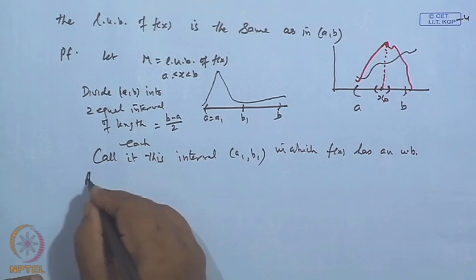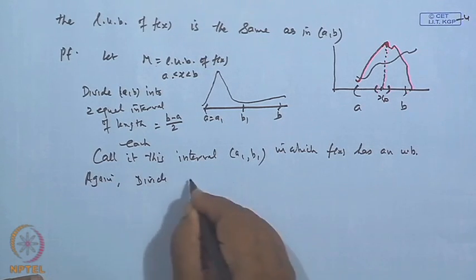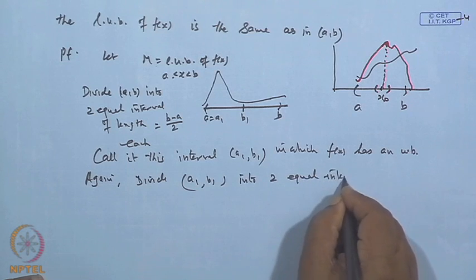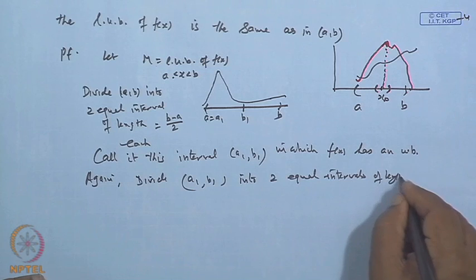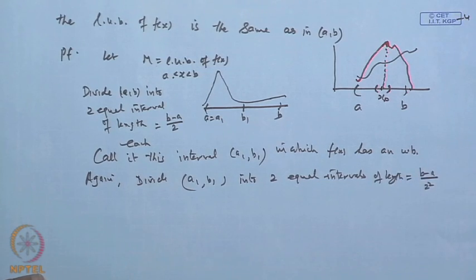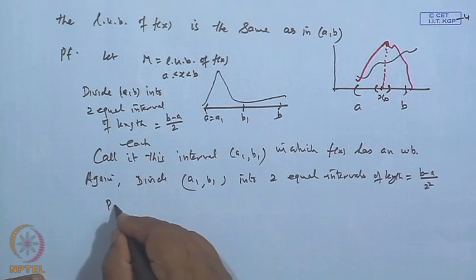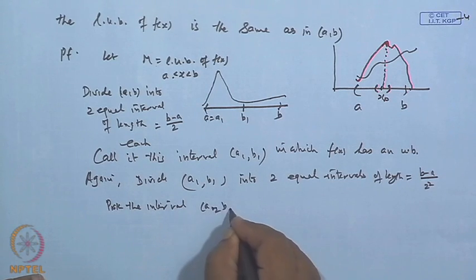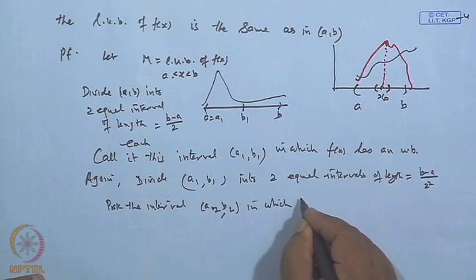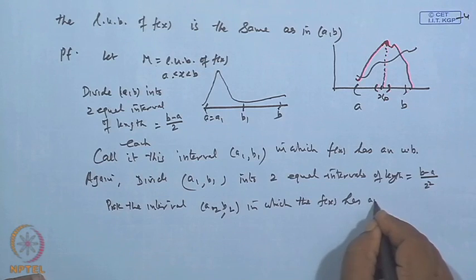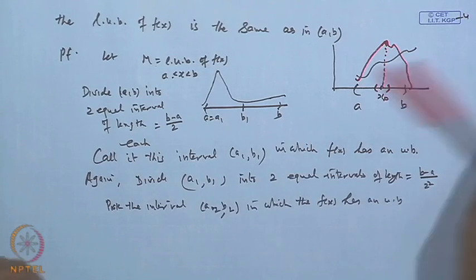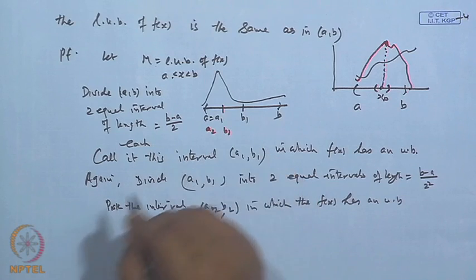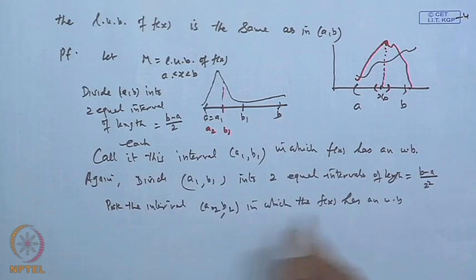Now further again, divide the interval (a1, b1) into two equal intervals of length (b minus a) by 2 squared. And then pick up the interval, say (a2, b2), in which the function f(x) has an upper bound. So you are further dividing it into two, and now I am picking up this one, which we call (a2, b2), because in this only the upper bound lies. Continue this process.